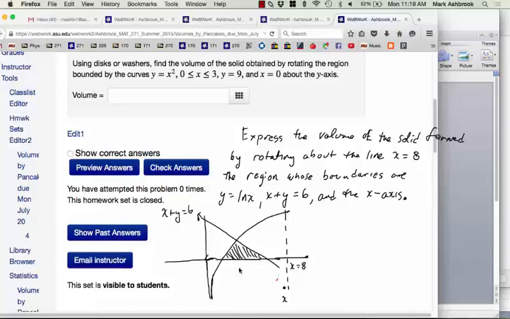So imagine that thing coming around and forming a solid. Over here on the other side, something like this. So our direction of revolution will determine which variable we integrate with respect to? Yeah, if you're using washers. But you can also use the other variable. It just won't be washers. We'll do that tomorrow.